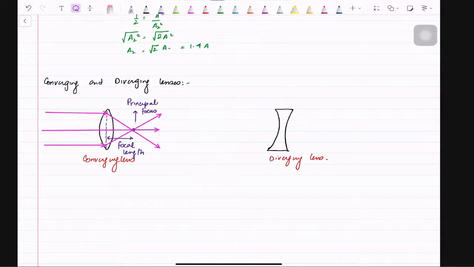Now, usually, what you need to remember is that the more curved the lens is, the shorter the focal length will be, because then it will come closer to this and then it is going to bend them closer to the lens. Understood? Yes. Good.